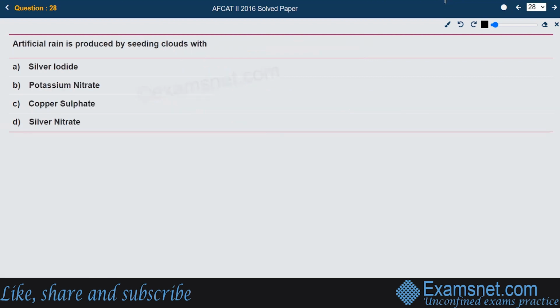Next, artificial rain is produced by seeding clouds with what? Okay, artificial rain is a phenomenon where, artificially or using human effort, the rain is created. How is it made possible? Seeding clouds with what? And the right answer is option A, silver iodide.